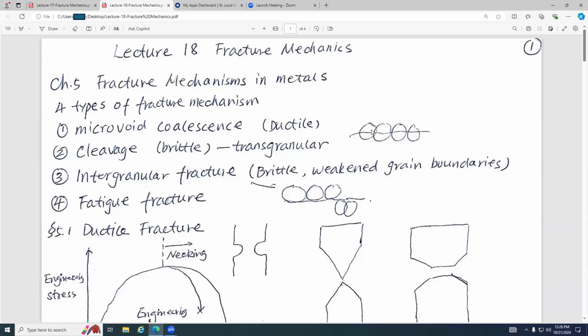The crack goes through these four grains, not necessarily four, through all these grains. These cracks propagate. This is called cleavage. And this third one is intergranular fracture. As the name suggests, intergranular means that the crack does not go through the grains; however, the crack propagates along the weakest points, which is the grain boundary.